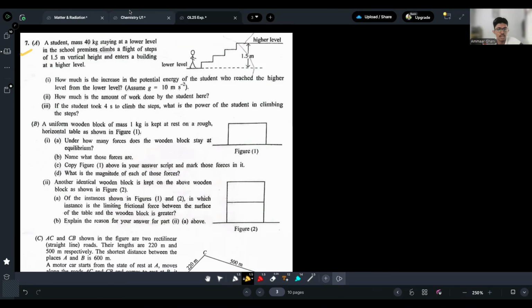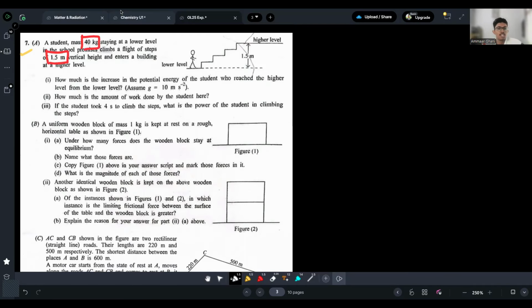So this introduction gives us two important pieces of data: the student's mass is 40 kilogram and the vertical height of the steps is 1.5 meters. Problem number 1. How much is the increase in potential energy of the student who reached the high level from the lower level? So when the student is in the lower level and then has gone to the higher level, what is the potential energy difference that has occurred in this period?